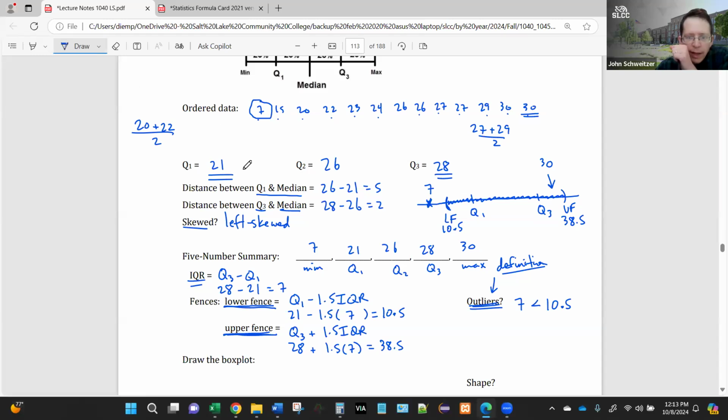Great. So we have everything we need now. We have a way of defining outliers. We have the fences. We have the 5 numbers. We're actually ready now to pick up a new graphic, this thing called the box plot.